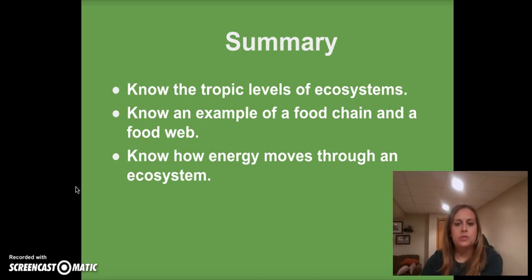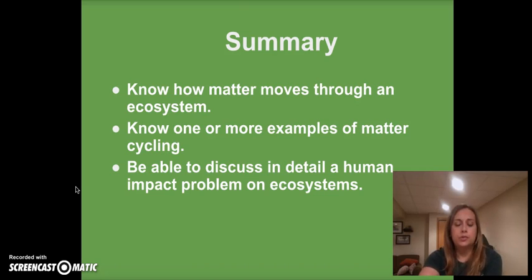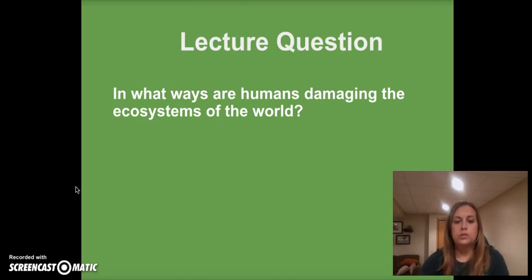For this chapter, you should know the trophic levels of ecosystems. You should know an example of a food chain and a food web. You need to be able to talk about how energy moves through an ecosystem, and how matter moves through an ecosystem. You should be able to compare the two. Again, energy flows in one direction, whereas matter cycles. You should be able to talk in pretty good detail about at least one of the biogeochemical cycles. And then you also need to talk about the human impact problem on ecosystems.